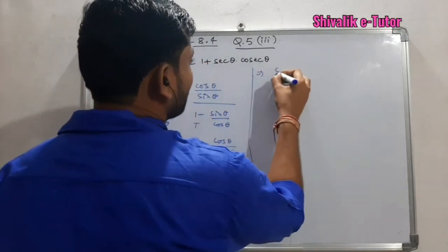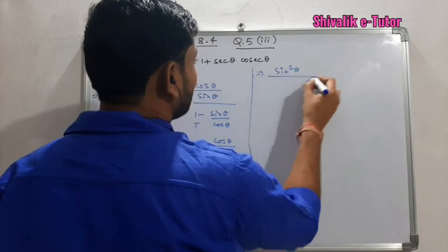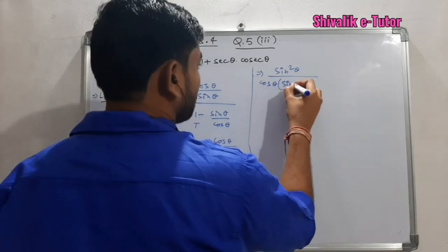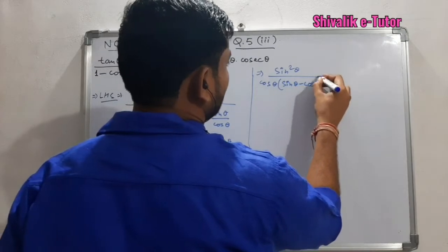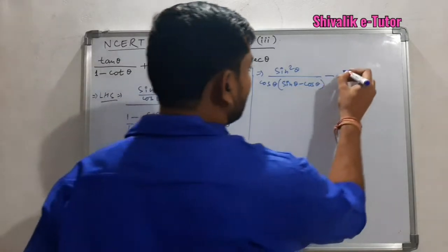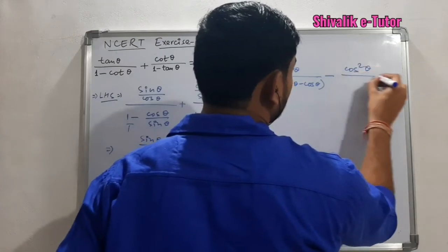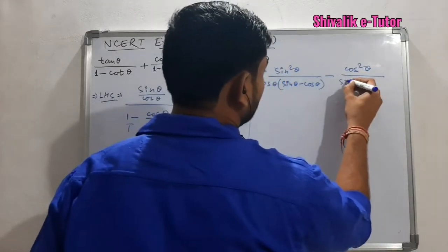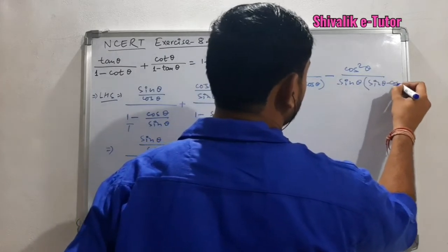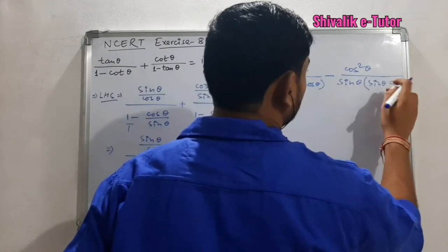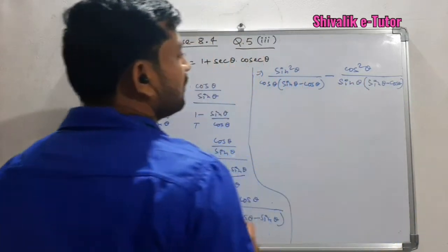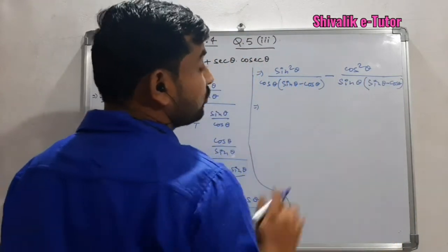So we'll be getting sin square theta upon cos theta into sin theta minus cos theta, minus, this plus will become minus by taking this minus outside, cos square theta upon this is sin theta, and the bracket part is now equal, sin theta minus cos theta. This is what we are getting here. Now look at the denominator.